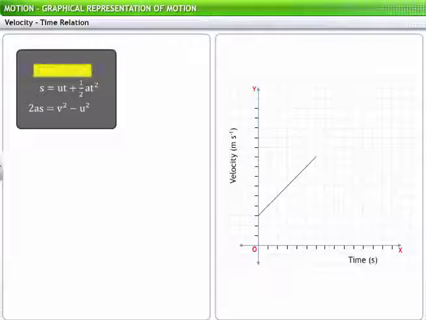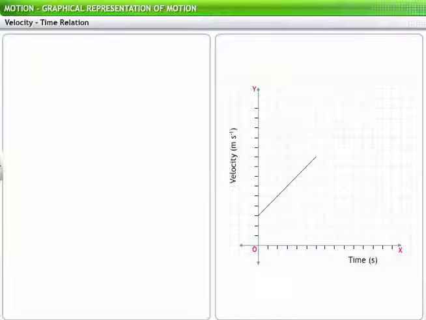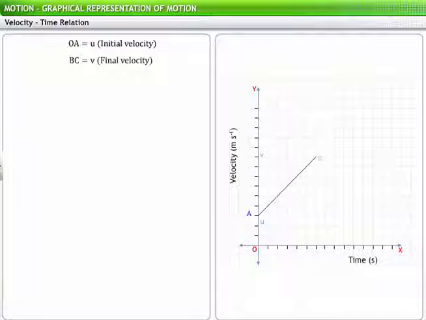The first equation of motion is known as the velocity-time relation. Consider a velocity-time graph for a uniformly accelerated moving object as shown. In the graph, U is the initial velocity of the object represented by the point A. V is the final velocity represented by the point B. T is the time in which velocity changes from U to V.